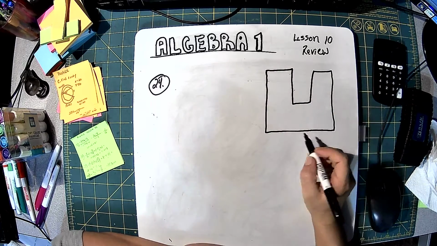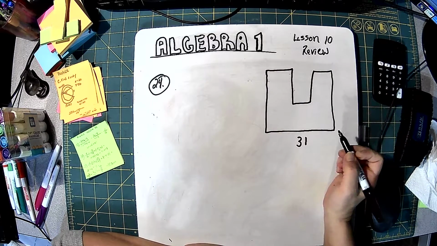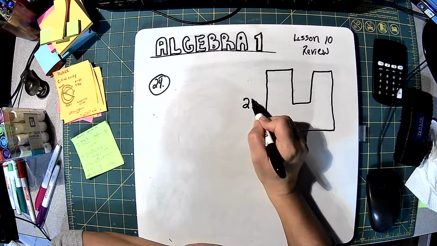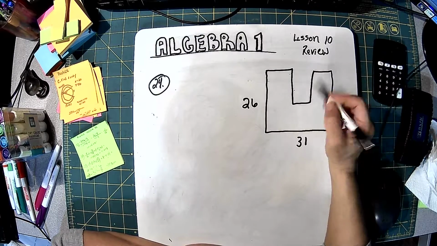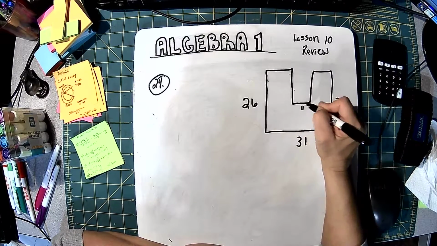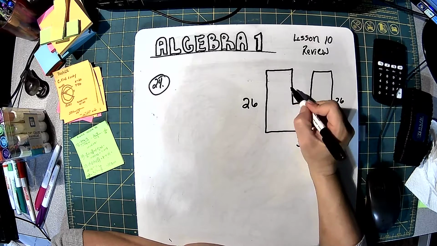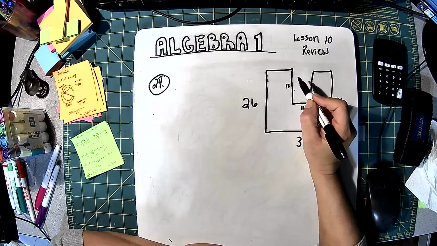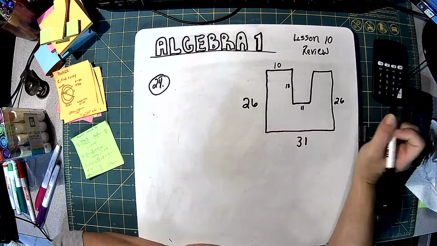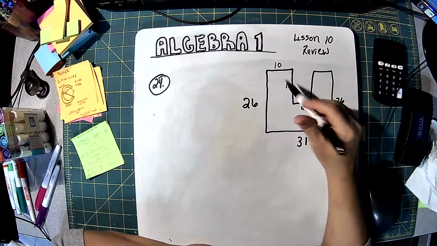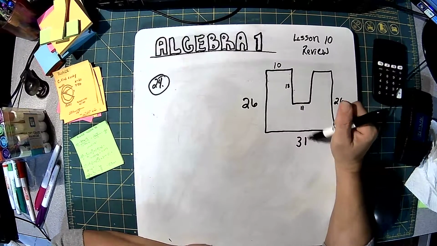Okay, the bottom is 31. The side is 26. This side's 26. And here's 11, so this piece. 18 is this piece right here. So up and down right there is 18. And then this top one's 10. I'm going to use my shortcut, though. I don't have to figure out what this one is. It wouldn't be that hard to do that.